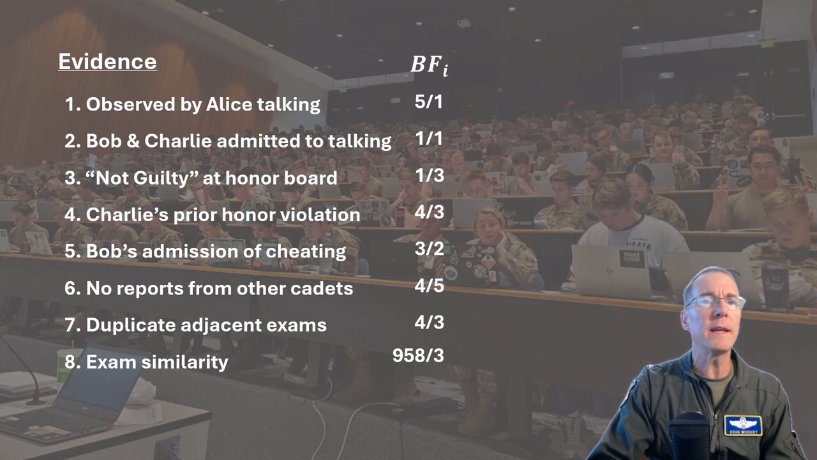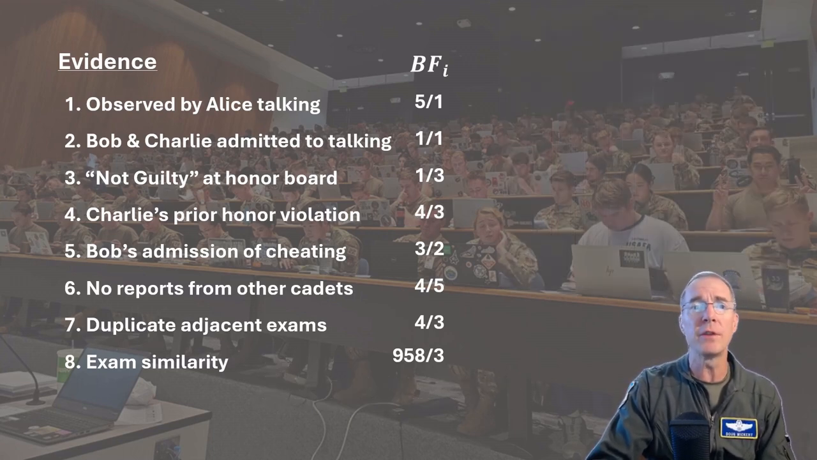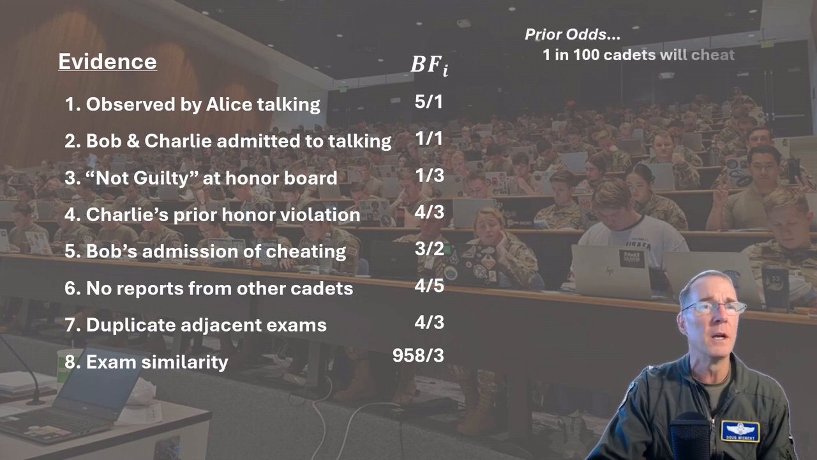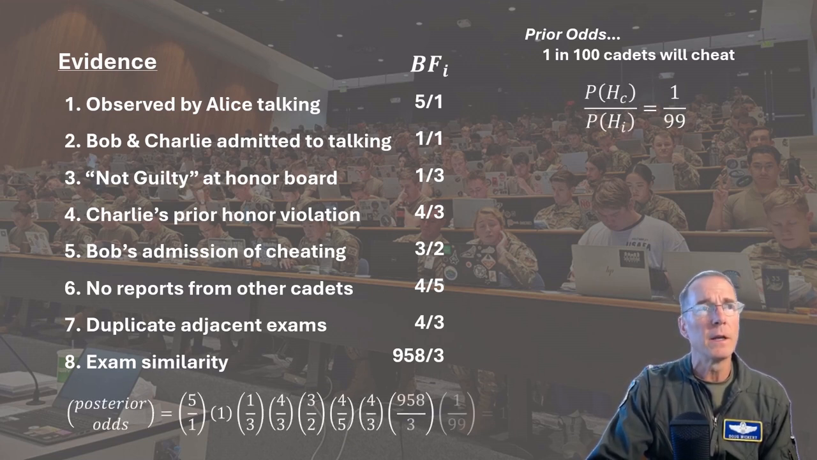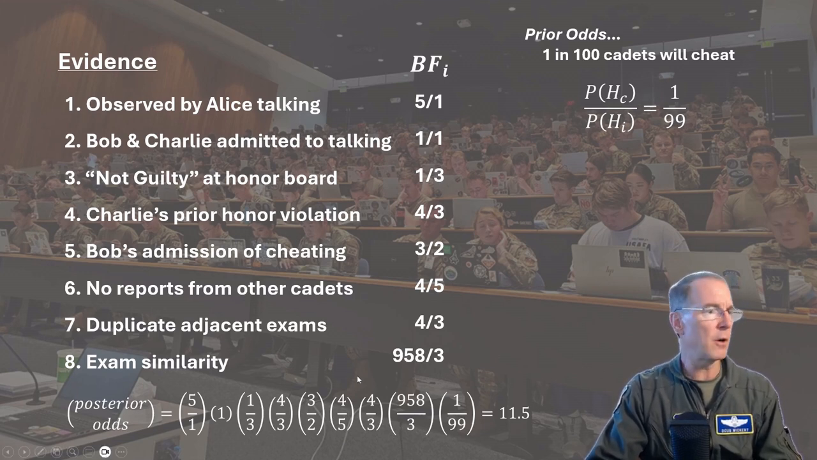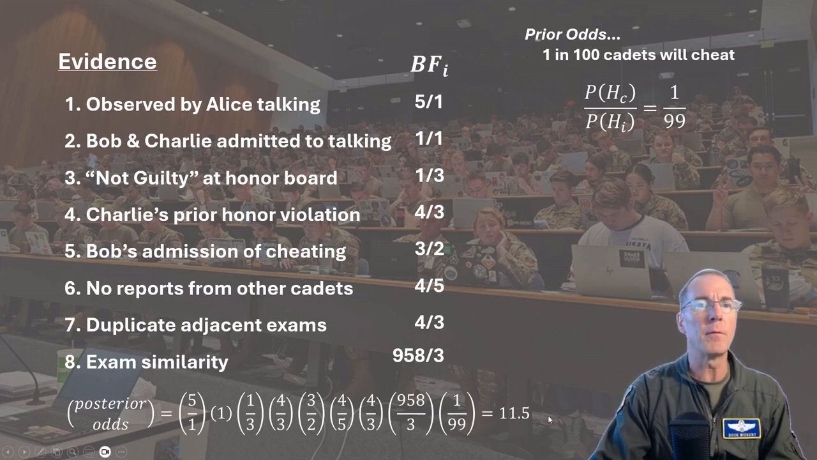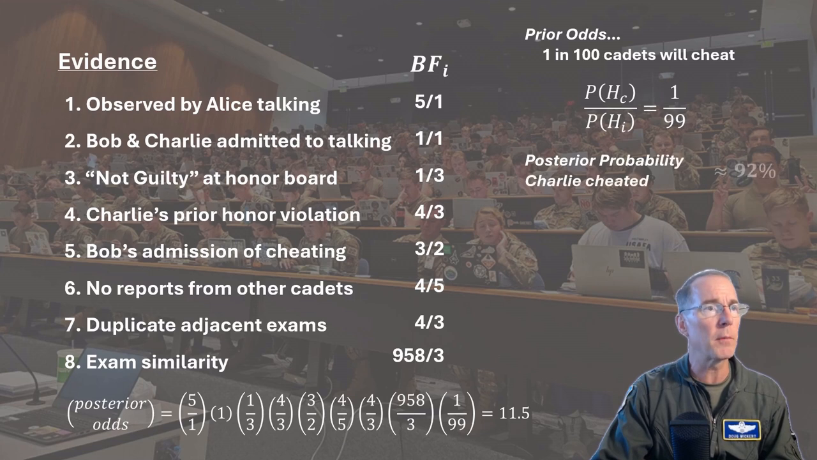So this gives an indication of how strong a particular piece of evidence is. And without the exam similarity, we'd only assess that Charlie cheated as around 10%, given a prior probability of 1% that cadets will cheat. With a prior odds ratio of 1 to 99, that corresponds to 1 in 100 cadets, 1% of cadets, being a cheater. And then these 8 Bayes factors multiplied all together, we come to a posterior odds of 11.5, giving a posterior probability that Charlie cheated of 92%.